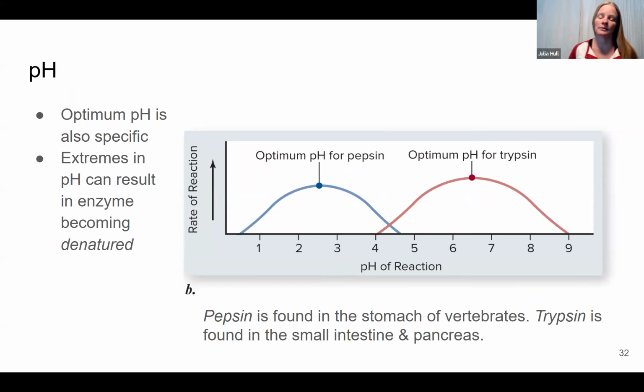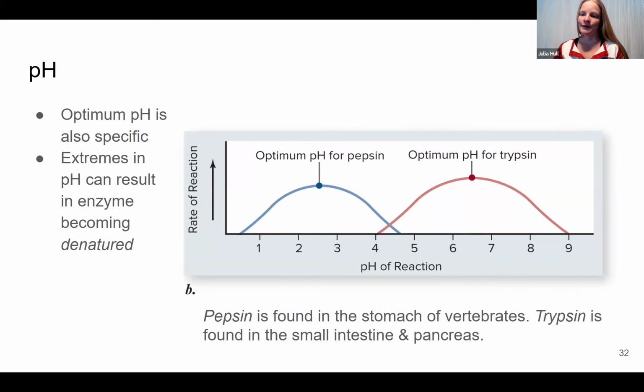So pH also, so the interactions when we have a strong acidic or a strong basic environment is going to determine the three-dimensional structure of the enzyme. So here we're looking at our trypsin, and another enzyme that's used. So pepsin is an enzyme that's used in digestion. Pepsin is found in our stomachs, and trypsin is found in the small intestines and the pancreas. So even though they're both involved in digestion, we find them in different places.